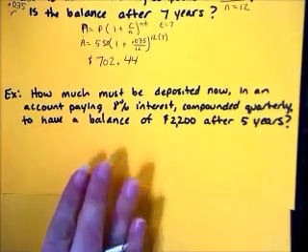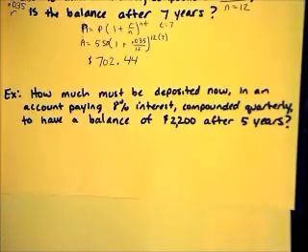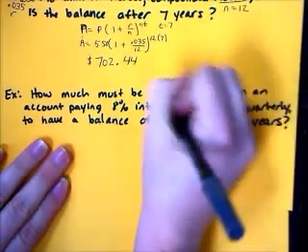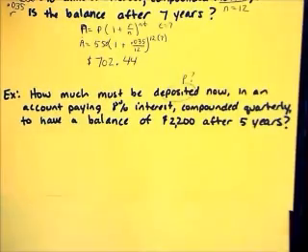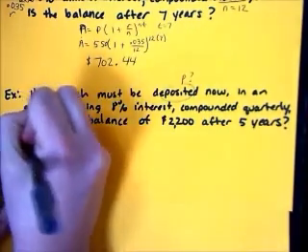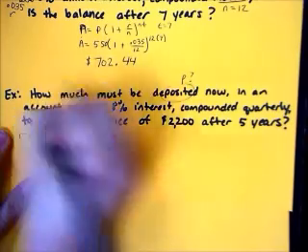Okay, so another one similar to this is: how much must be deposited now in an account paying 8% interest compounded quarterly to have a balance of $2,200 after 5 years? Let me try a new pen. So now we want to know how much must be deposited now. So now we don't know what P is. We've got 8% interest, so R is equal to 0.08. We move that decimal 2 places.